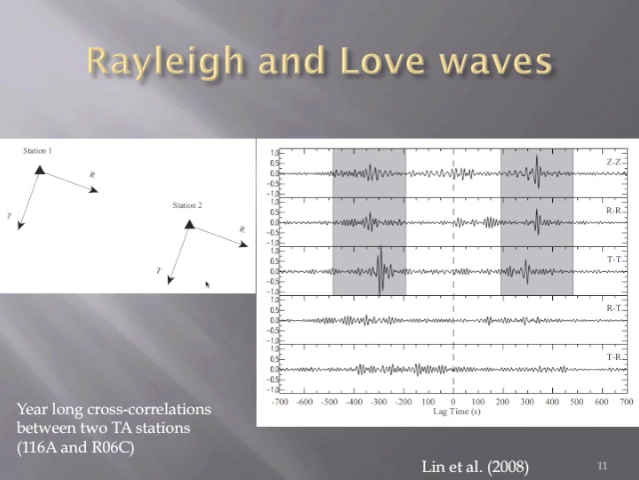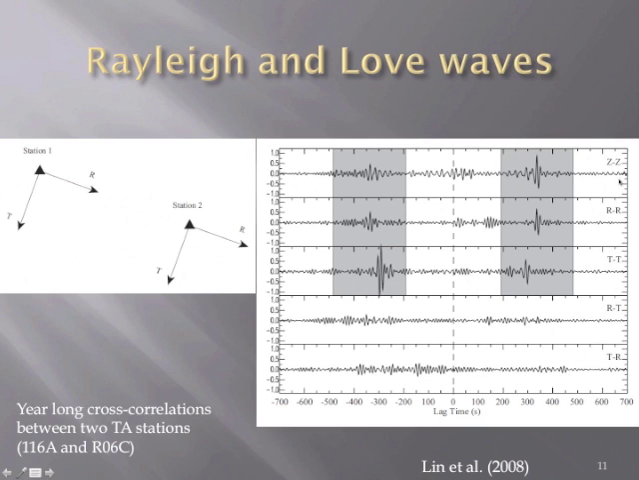So if you take two USArray stations as an example, station 1 and station 2, which are 116A and R06C. We have three-component seismograms, vertical, radial, and transverse, for both stations. And we can do cross-correlation between different components. The result for one year of cross-correlation is shown on the right over here.